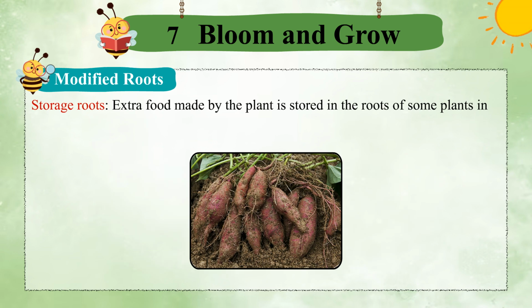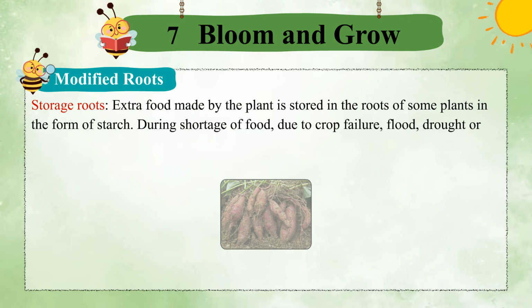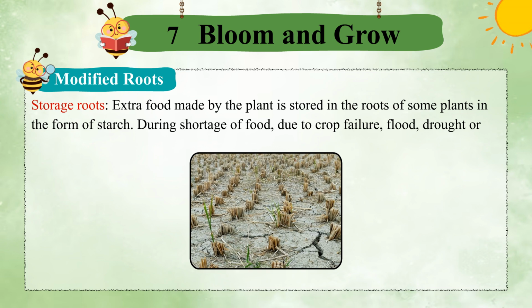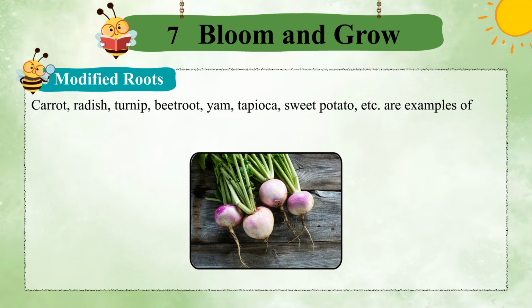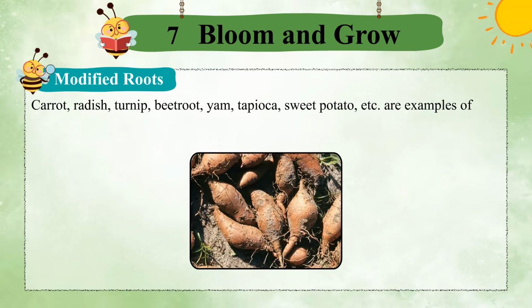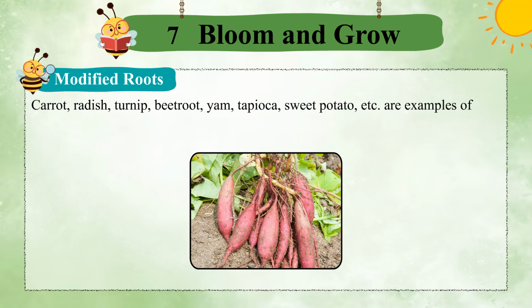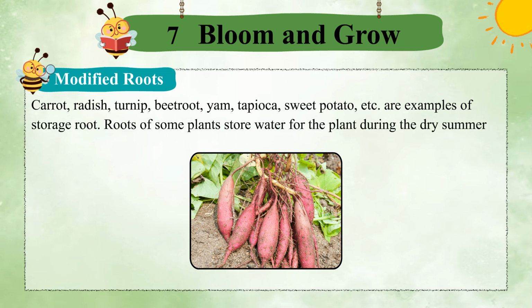Storage roots. Extra food made by the plant is stored in the roots of some plants in the form of starch. During shortage of food, due to crop failure, flood, drought or famine, people eat them as food. Carrot, radish, turnip, beetroot, yam, tapioca, sweet potato, etc. are examples of storage root.